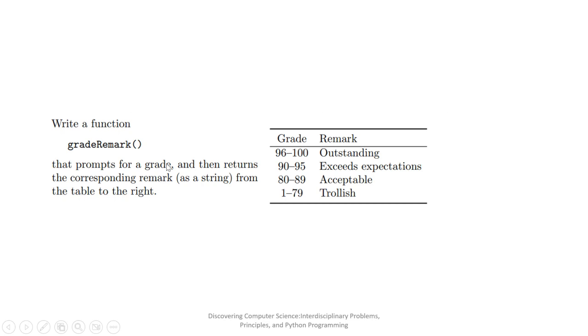In the last session I asked you to prepare a function grade remark which should prompt for a grade and return the corresponding remark as a string based on these conditions. If input grade is between 96 to 100, then it should return outstanding. For 90 to 95, it should return exceed expectations. For 80 to 89, it should return acceptable. And for 1 to 79, it should return trollish. So we have to implement this function. Let us discuss the solution of this problem.